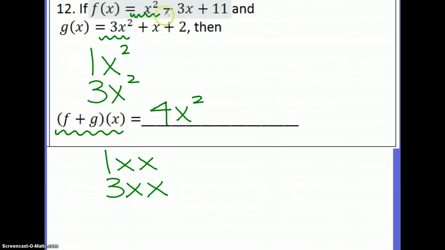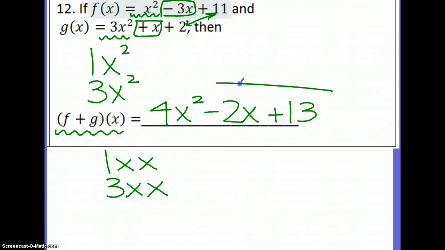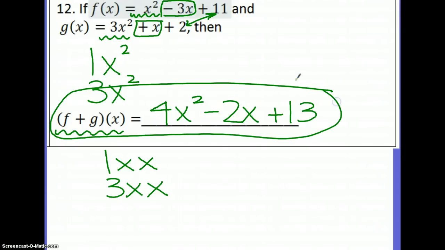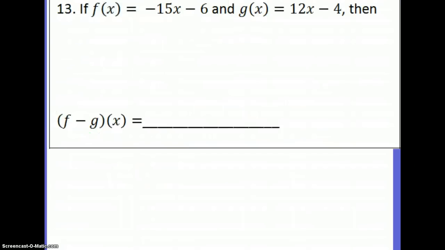So this next one, we're going to combine negative 3x plus x. Negative 3x plus x is negative 2x. And the last ones here, positive 11 and positive 2 make positive 13. That would be the two functions added together. That's all we can do. Can't simplify it anymore.